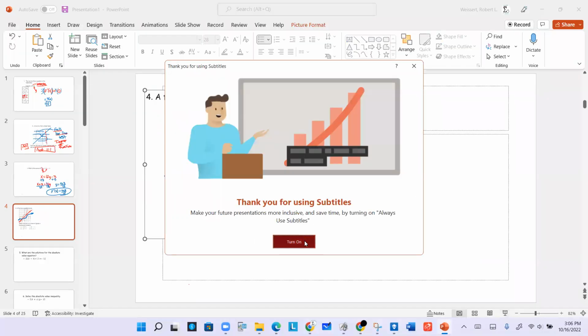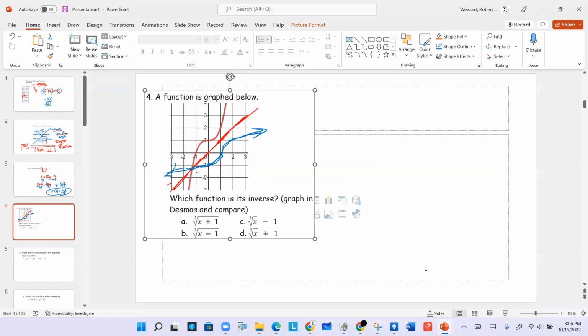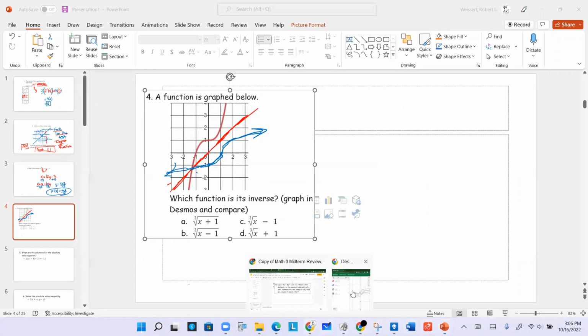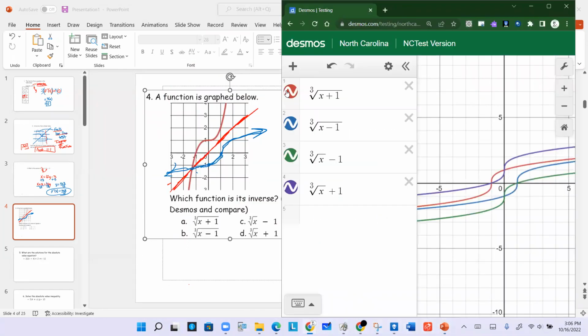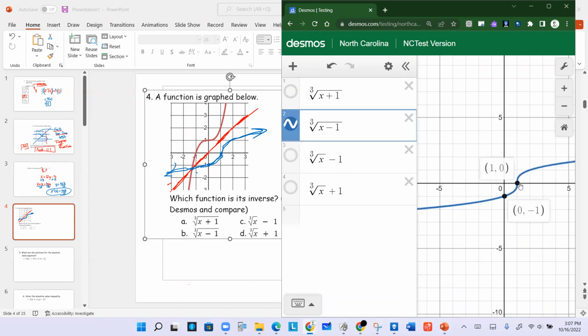So let's see what that looks like on Desmos. If I hide all these and just do one at a time, this one is too high, right? I want it to be at negative 1, so it's not going to be A. Looks like this one is the winner. Let's just verify the other two.